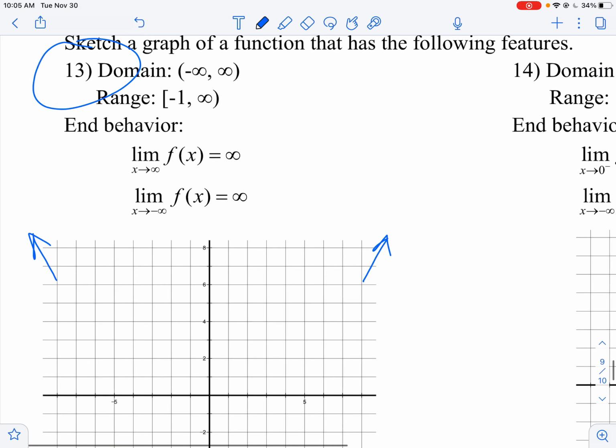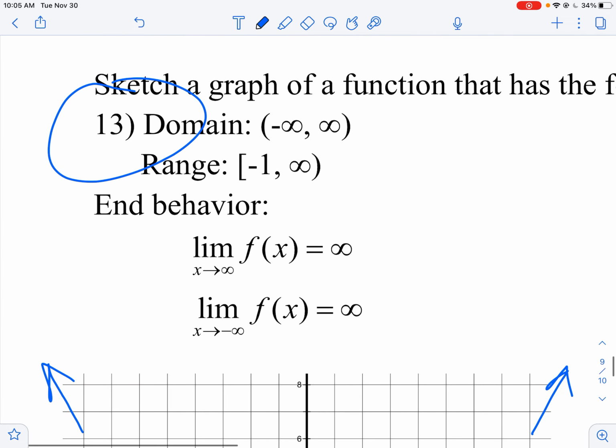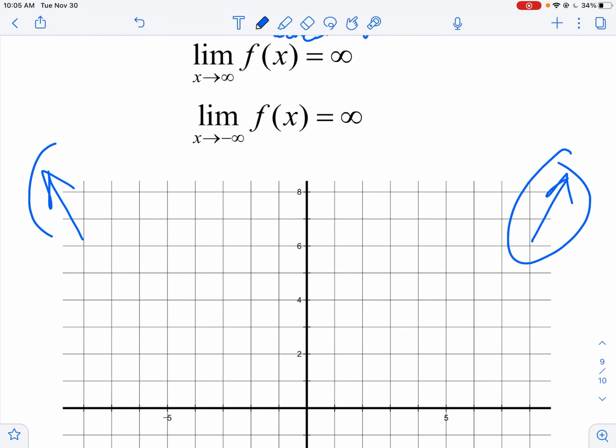Perfect. And then I look at my next part. Okay, domain, negative infinity, positive infinity. That just means it's going left and right forever. Next part is range is negative 1 to infinity. So let's note this is the lowest it goes, that's the lowest y value, and this is the highest it goes, and we already know it's going up forever because of our end behaviors.